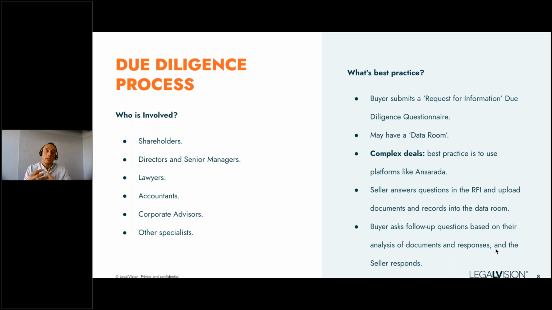Now, best practice is, again, dependent upon the size and complexity of the deal. But normally what we see during due diligence is that the buyer will prepare a full list of questions, known as a request for information or a questionnaire, about the particular target business or about the sellers themselves. That will also be supplemented by some sort of data room. For bigger deals, parties will use third-party software providers like Ansarada, which are pretty useful because they're really secure and are designed to facilitate a DD process.